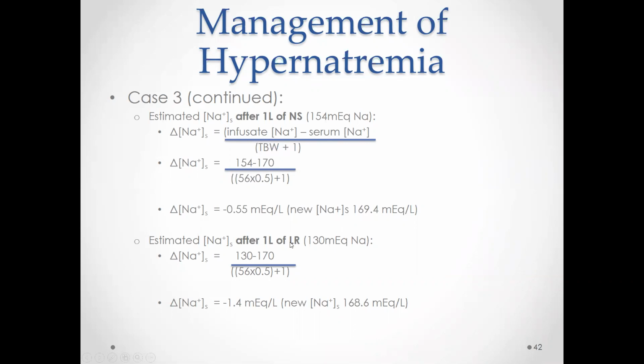What about LR? After 1 liter of LR, again, similar calculations, it changes the sodium by about 1.4 milliequivalents. So this is to emphasize that if we give isotonic fluid, normal saline or LR, it is unlikely to correct the hypernatremia. And so in the case of a patient that needs resuscitation, we can be liberal with our isotonic fluids.